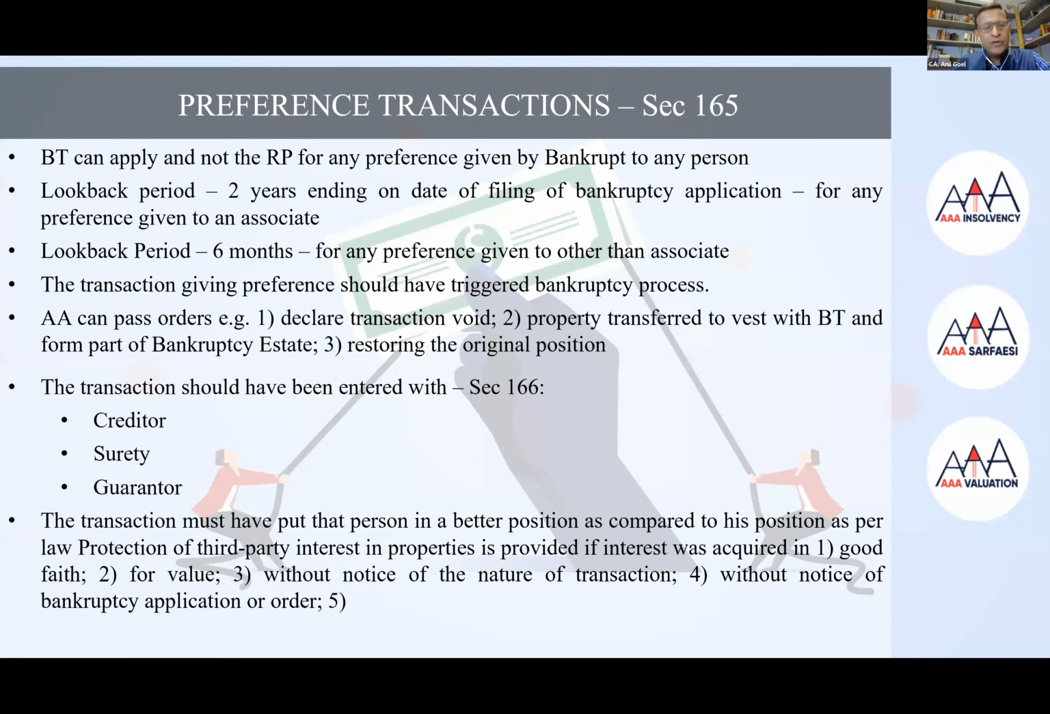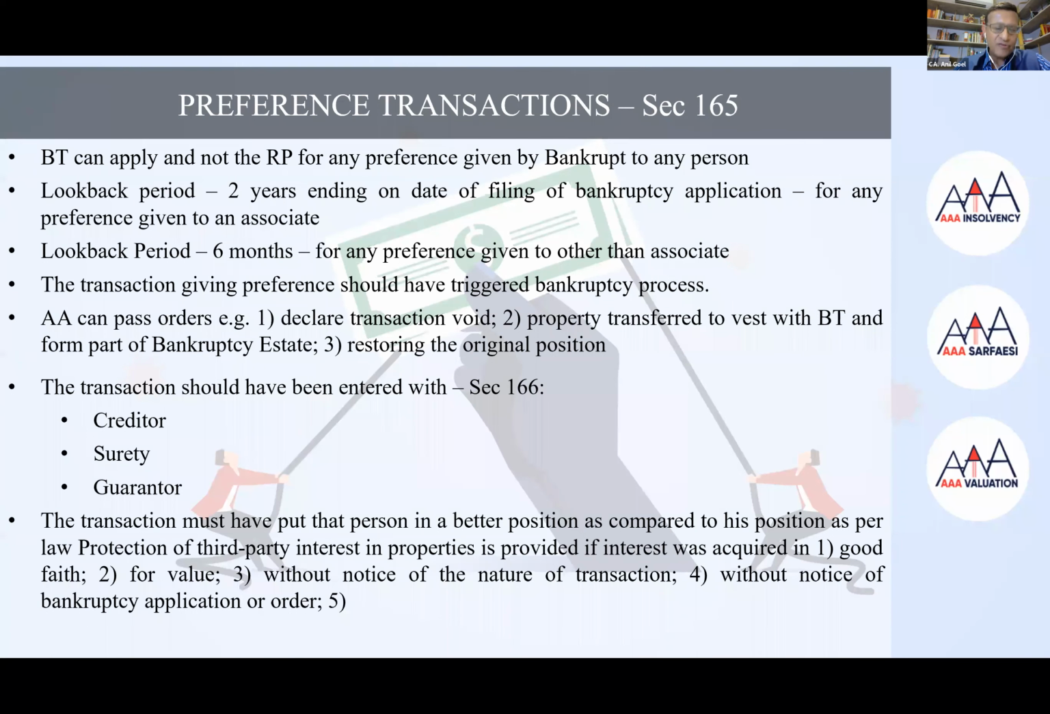Now, for any transaction to be classified as a preference transaction, first of all, there must be a property which has been transferred. Property includes money and funds that must be transferred to a creditor, a surety, or a guarantor. Because in case any money is transferred to any person who is not a creditor, surety, or guarantor, that might fall in undervalued, but it will not fall in preferential transactions.